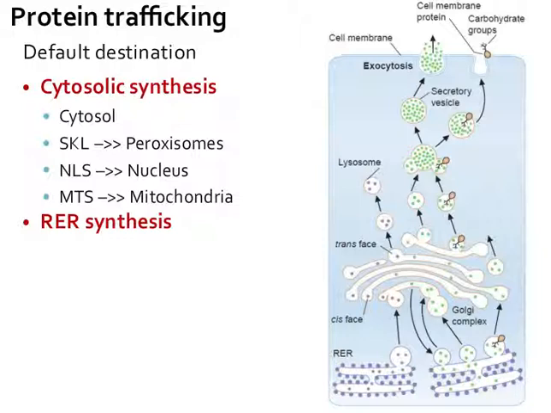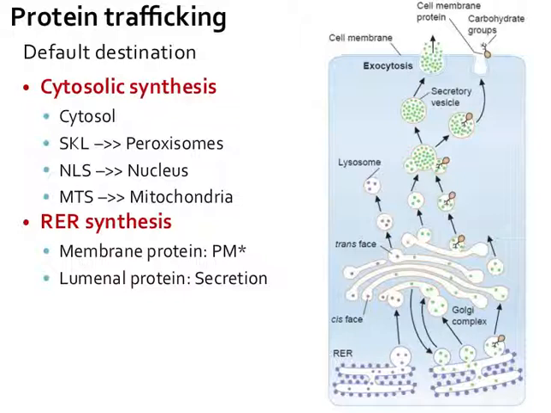For proteins made in the RER, the default destination depends on the protein. Membrane proteins are usually targeted to the plasma membrane or the membranes of the secretory pathway, like the ER and the Golgi. For luminal proteins, the default destination is secretion, unless they have targeting sequences. The luminal proteins that reside in the ER lumen have a C-terminal tetrapeptide, called KDEL, and that retains them in the lumen of the ER. There is a receptor that recognizes that tetrapeptide and retains those proteins in the ER.